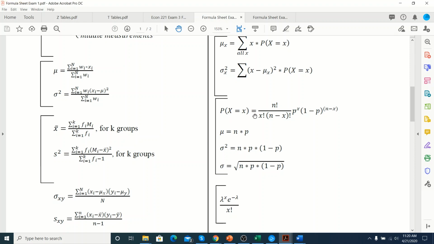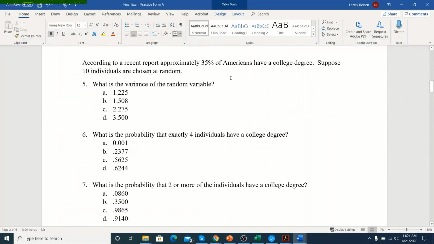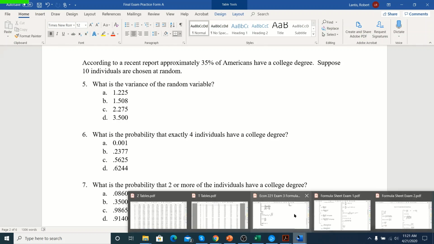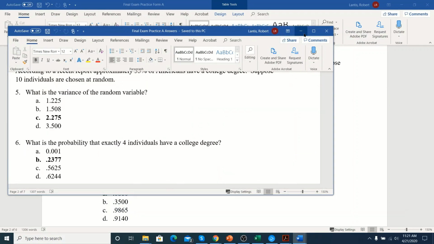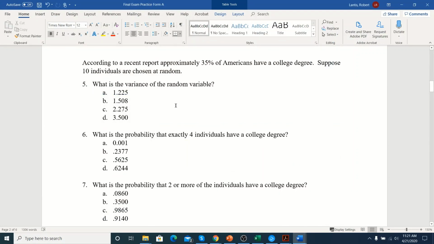Here's my variance equation, n times p times 1 minus p. My n is the number of trials, or 10 people I'm looking at, so 10. The probability of success for any one person is 0.35. So 10 times 0.35 times 1 minus 0.35 would give me the variance, which I think is 2.275. Yeah, 2.275. I could ask you for the standard deviation, and the only additional step there is to take the square root.